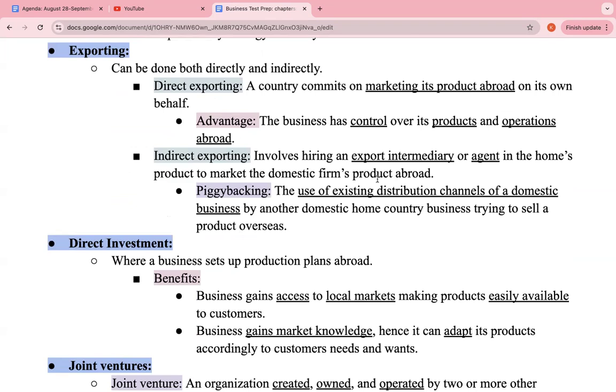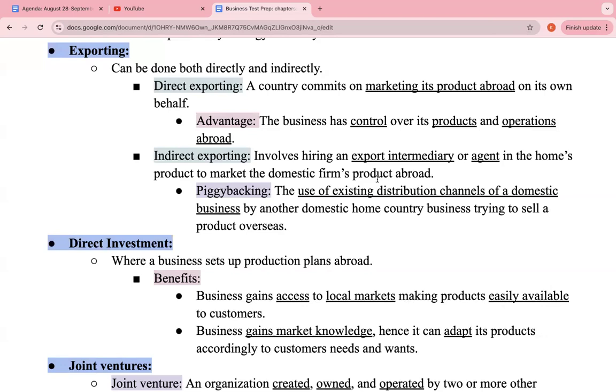Exporting can be done both directly and indirectly. Direct exporting is when a company commits to marketing its product abroad on its own behalf. So the company does it itself. The advantage of that is the business has control over its products and operations abroad. Control is really important. When you're answering a 4, 6, or 10 marker, but especially the 10 markers, you can always talk about control, whether it's an advantage or disadvantage.